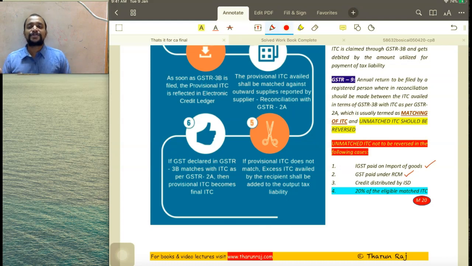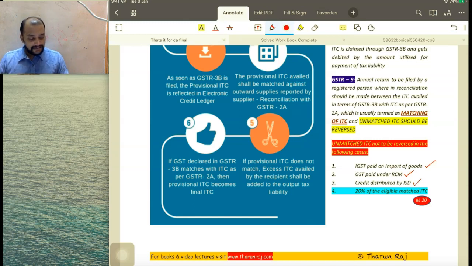That is, the input service distributor will distribute some credit. Whatever credit is distributed by the input service distributor will be reported in GSTR 6. The recipient unit can take the credit distributed by ISD as ITC in their 3B and it will come in 2A. There are two views whether it should be matched or not. One view is that even if it is not matched, we can still avail ITC. Another view is that you cannot take the ITC if it is not matched. You can follow either.